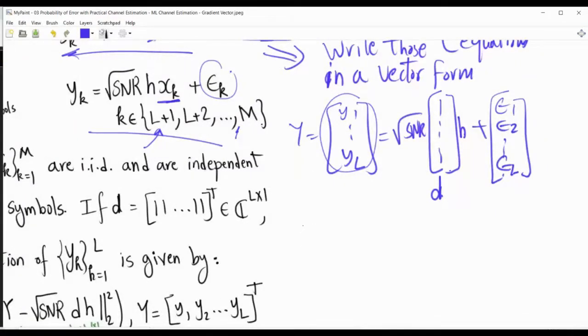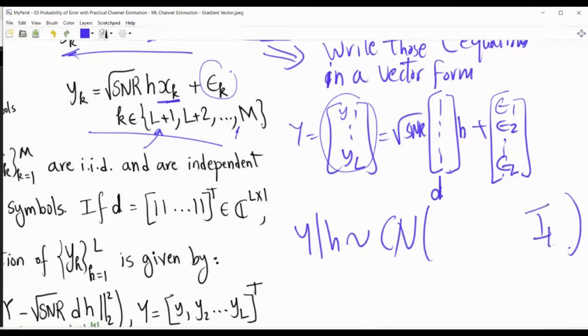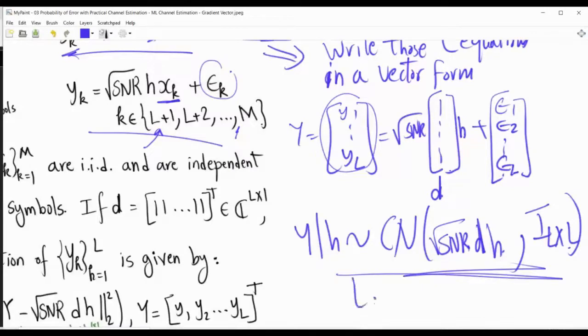And so what is the distribution of Y given H? It is simply the distribution of the noise vector, but with a mean value. So this will be complex normal. The covariance matrix is the identity, I_L by L. Our assumption again is that those are independent of one another, and they are normalized so that each has a variance of unity. The mean value will be square root SNR times D, which is this all-ones vector, times H. So that's the likelihood function.